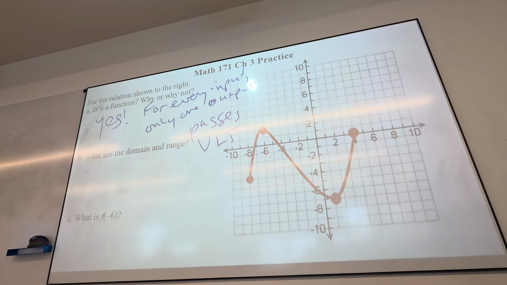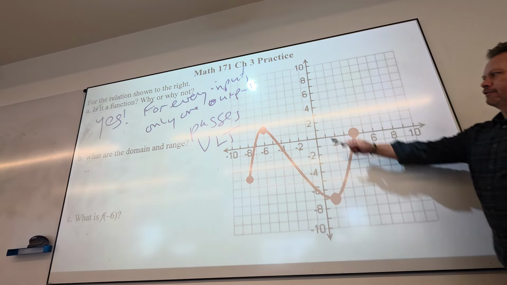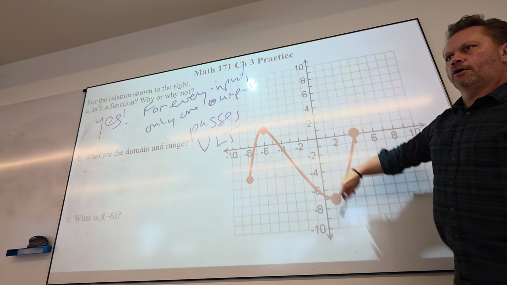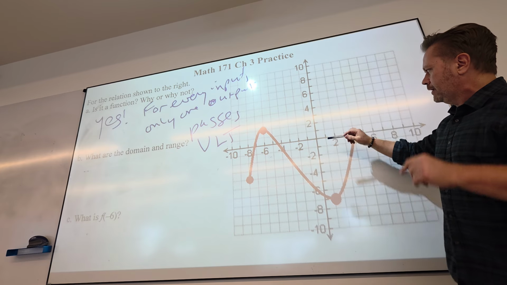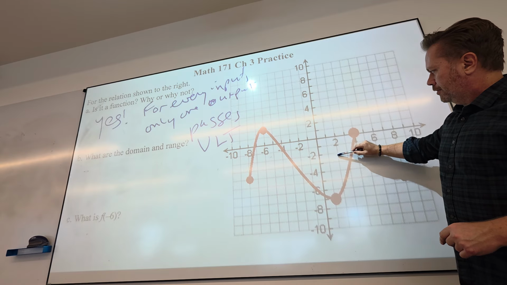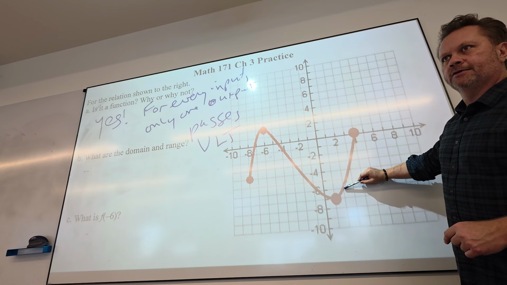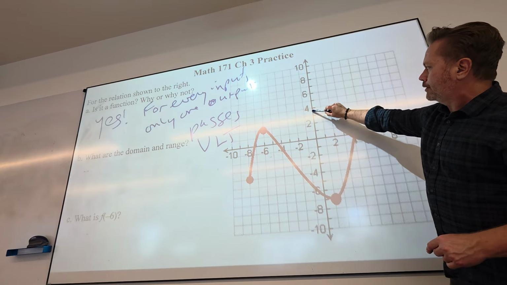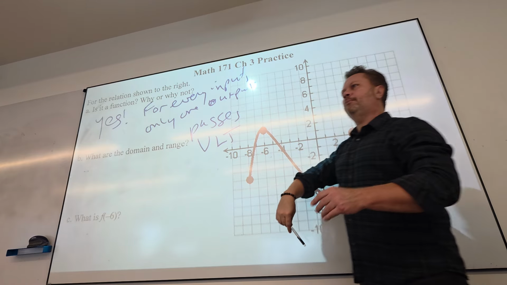affectionately known as the VOLT. So every vertical line I could imagine drawing only goes through once. What that literally means is that an x value of 2, for example, only has one output. If the function came back on itself, then it would have more than one output.